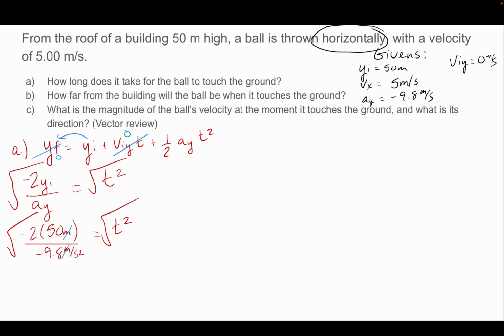All right, so if I do 2 times 50 divided by 9.8, and then I take the square root of that, right? What am I ending up with here? Oh, I don't think I pressed something right. Anyway, you can figure it out. T is going to be equal to a number, right?